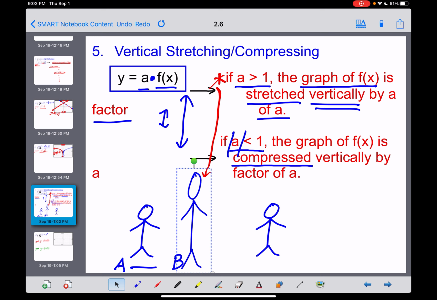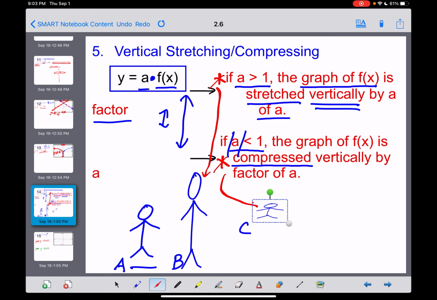But graph B has been stretched vertically, so that is what we call a vertical stretch. And in our third case right over here, I'll call this C in just a second, what would happen here is that your graph is being compressed vertically. This is what graph C might look like. And so this piece of info right here, that is what vertical compression looks like.